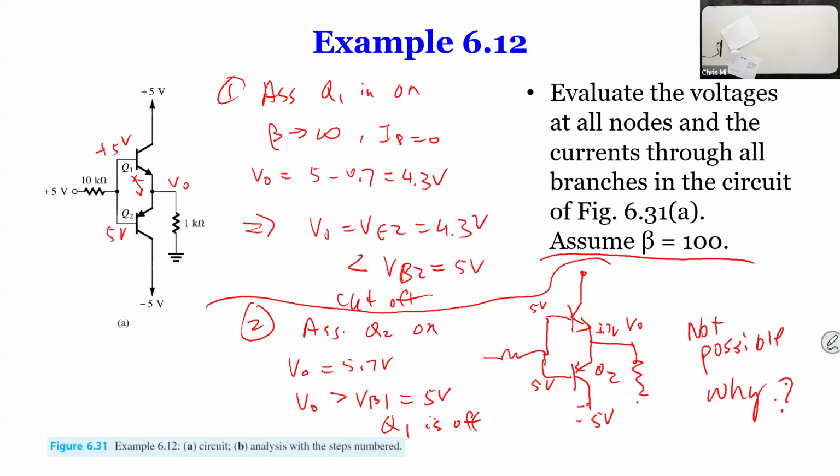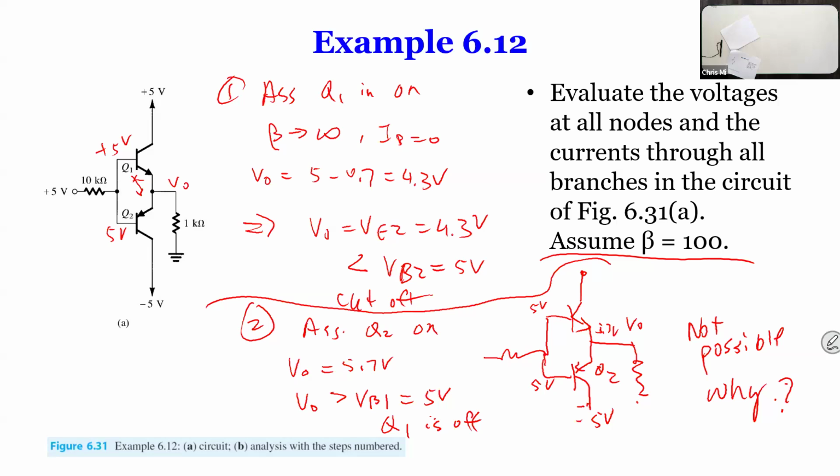First of all, look at what we did. Initially, we said we're going to assume Q1 is on, because the battery is infinity by given nature. Then we have Q1 on, so VBE1 is going to be 0.7. Therefore, you have VO at 4.3, right? So VO is 4.3.